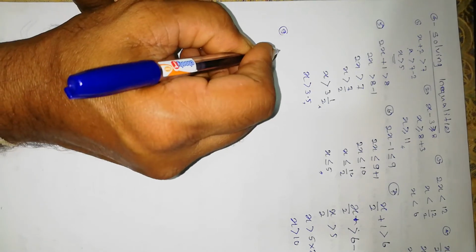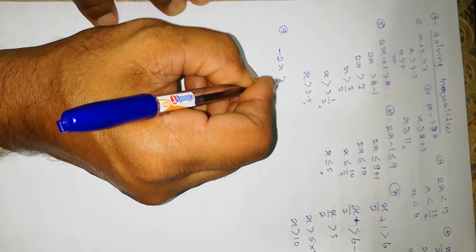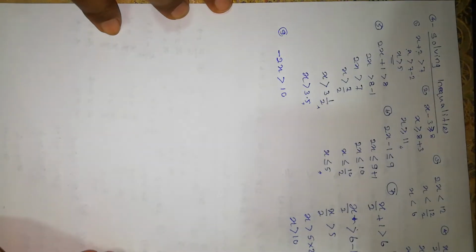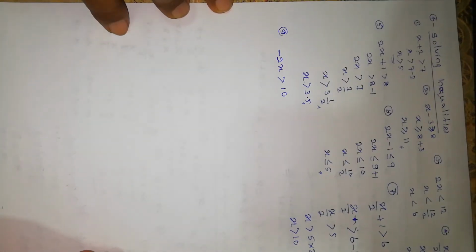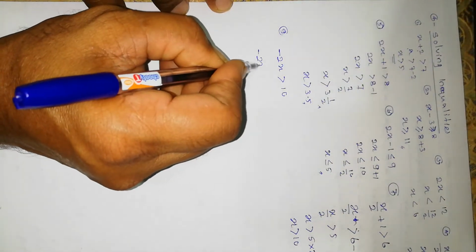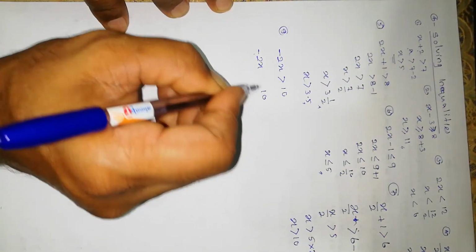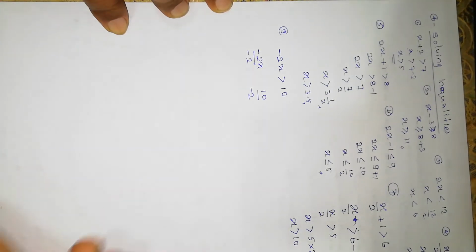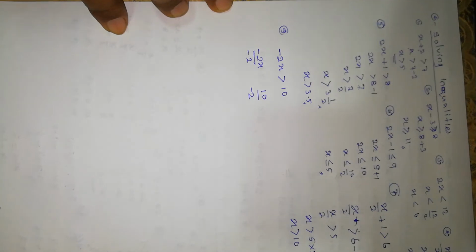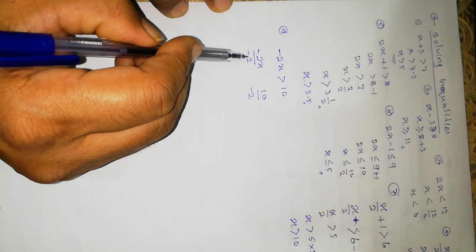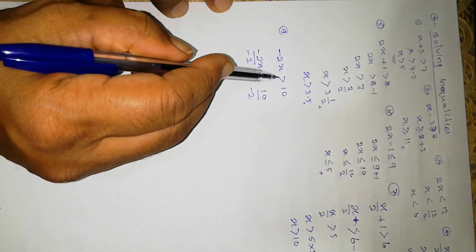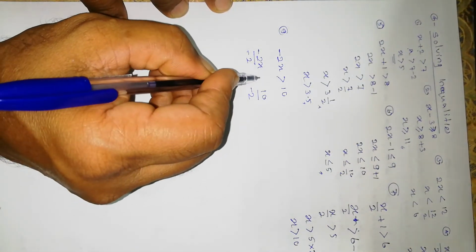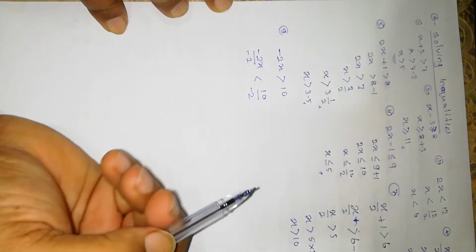Question number 9. Minus 2x is greater than 10. This is very important, children. Here you need to divide both sides by minus 2. You have to divide 2x and 10 by minus 2. Something happens, children, when you multiply or divide by a negative number. When you divide by a negative number, the sign should be changed. See, this greater than becomes less than.